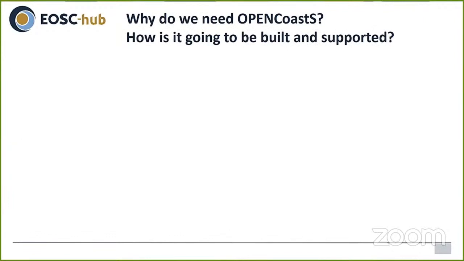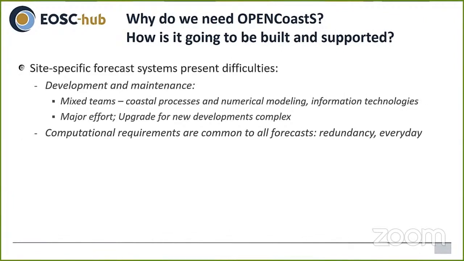Why do we need OpenCoasts? Presently, site-specific forecast systems present several difficulties. They are complex to develop and maintain. They require mixed teams, experts on coastal processes and numerical modeling, and also information technologies people. They require a major effort to build and operate, and it's very complex to upgrade them for new developments. Computational requirements are common to all forecasts.